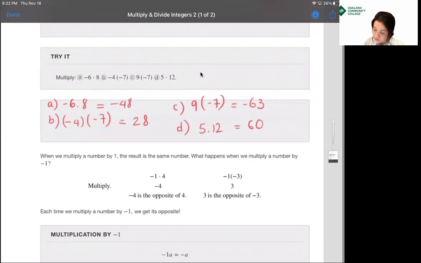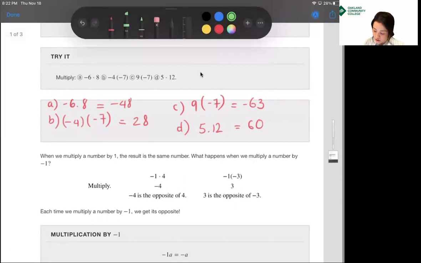Let me highlight something here. In the second case, I'm multiplying two negative numbers together. Negative 1 times negative 3. These two numbers have the same sign, so the product will be positive 3, right? And we say that 3 is the opposite of negative 3. Why? Because we start out with negative 3, right? And when we multiply by negative 1, we end up with positive 3. So we say 3 is the opposite of negative 3.